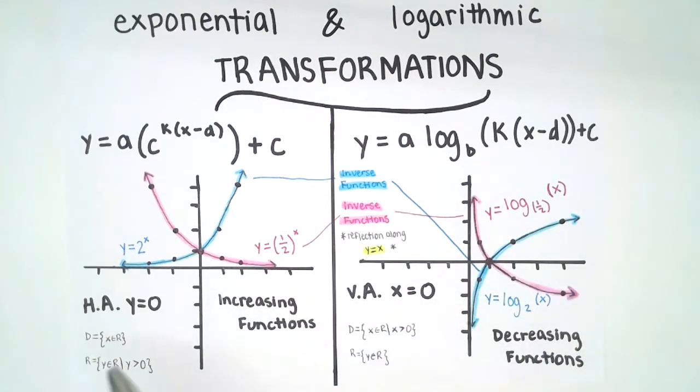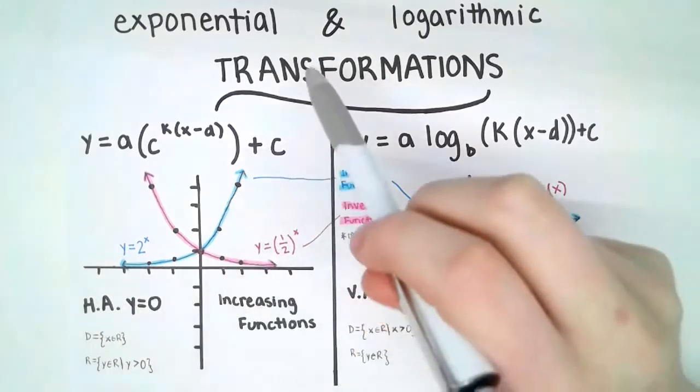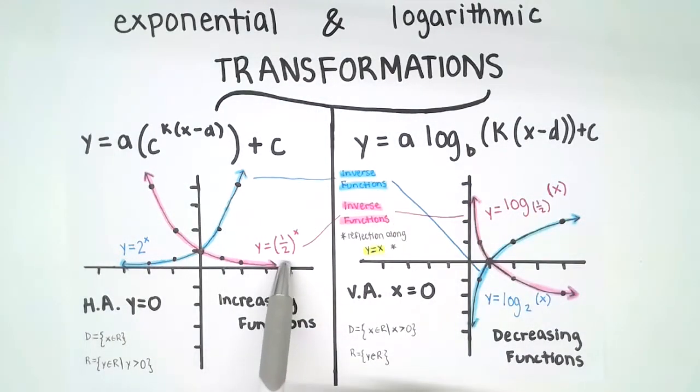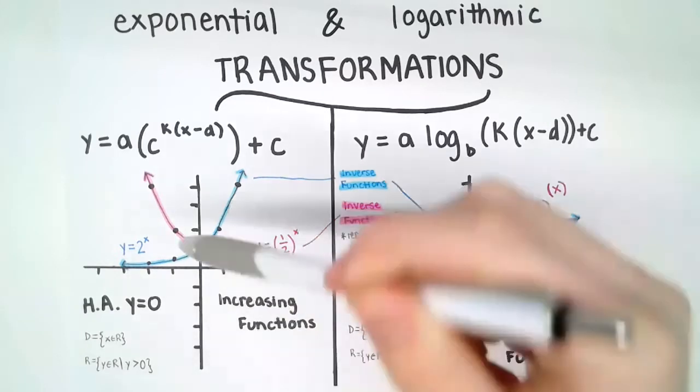And as you can see, when the base of the exponential function is greater than 1, it is increasing and it goes up like that. But when the base is between 0 and 1, so a fraction, it goes in the opposite direction.